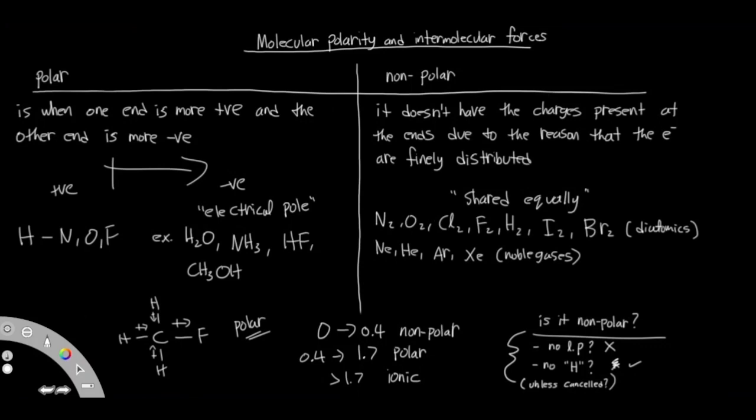All right, so when we look at the diatomics, because these are two elements that are exactly the same, of course there's not going to be one that's going to be greater than the other because the charges are shared equally between these two because they are the same electronegativity. So of course there's not going to be a lot of a tug of war going on.